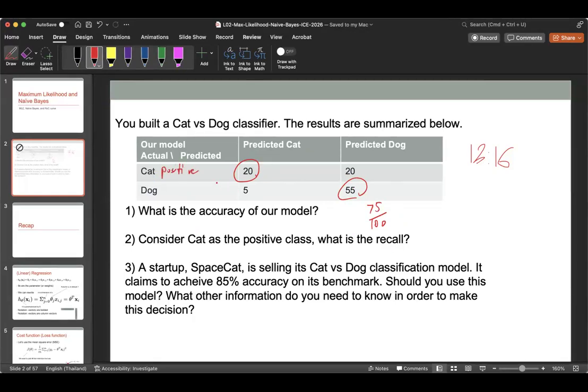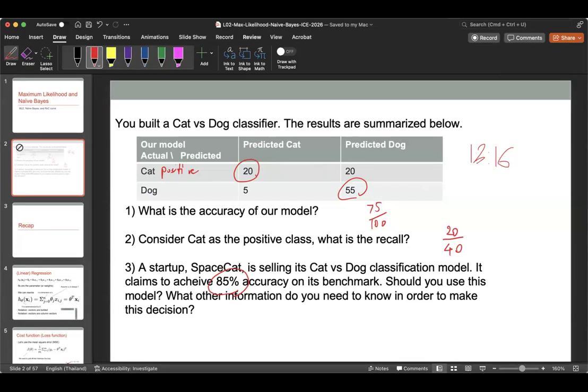So there are 40 cats, right? And we got 20 of them, right? So it's 50% recall. All right, the last one. So this startup claims that, oh, it has 85% accuracy. Should we use this model?